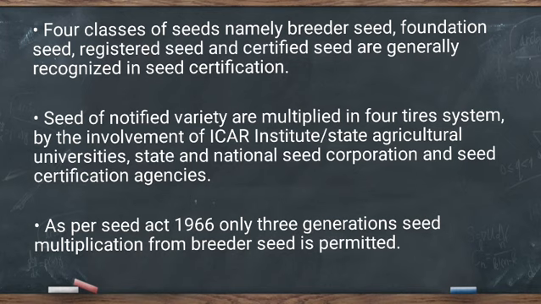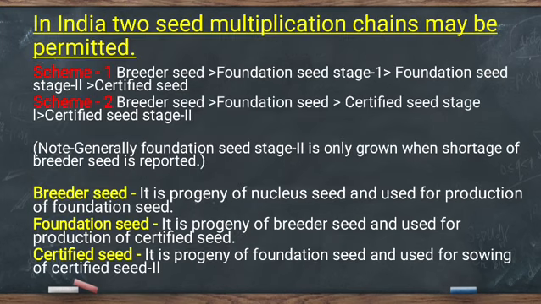Seed of notified varieties is multiplied in a four-tiered system by the involvement of ICAR institutes, State Agricultural Universities, State and National Seed Corporations, and seed certification agencies. As per the Seed Act 1966, only three-generation seed multiplication from breeder seed is permitted. In India, a two-seed multiplication chain may be permitted.